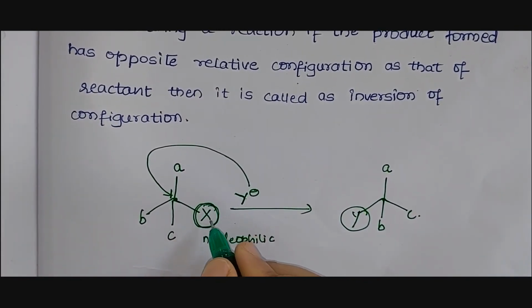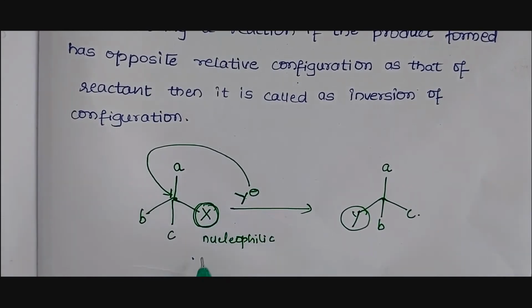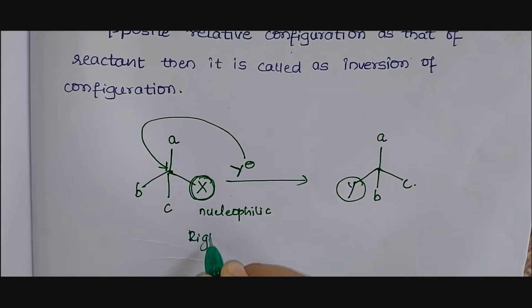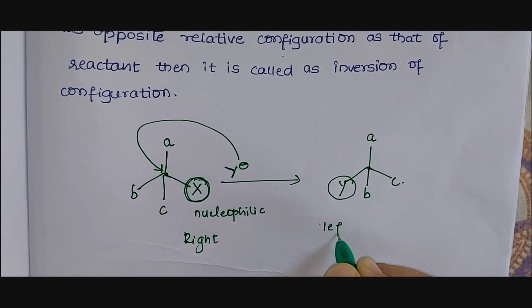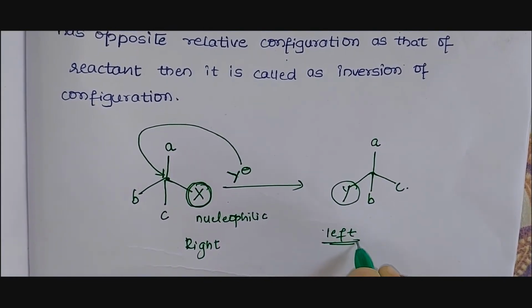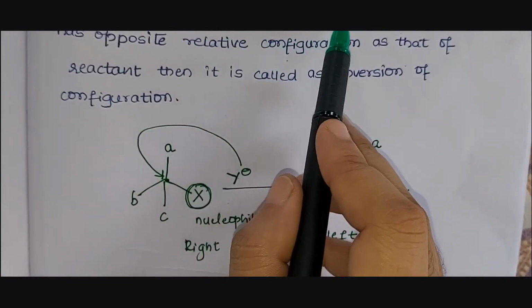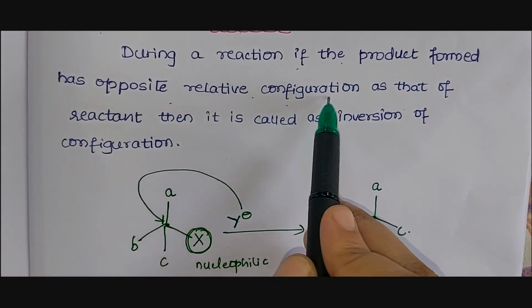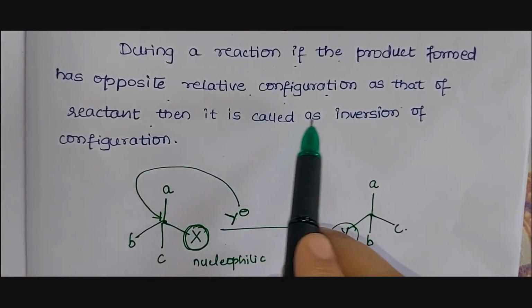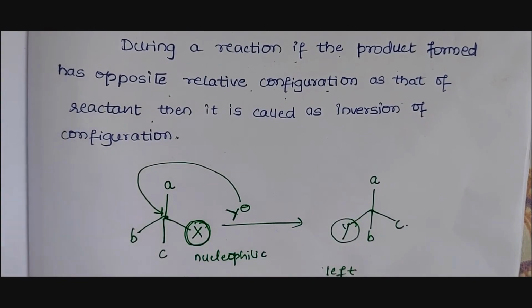It is present on the right side of the reactant, whereas in the product the nucleophile is present on which side? Left side of the reactant. Thus the definition says that if the product formed has opposite relative configuration to that of the reactant, we call it as what? Inversion of configuration.